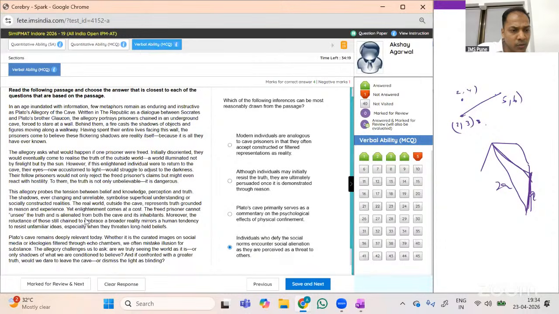The prisoner cannot unsee the truth. So, perception of truth and reality: modern individuals are analogous to cave prisoners in that they often accept constructed or filtered representations as reality.